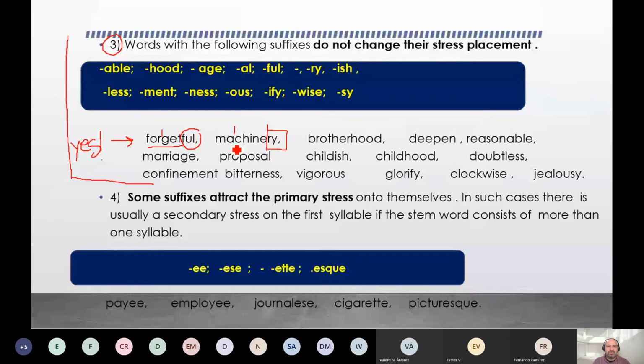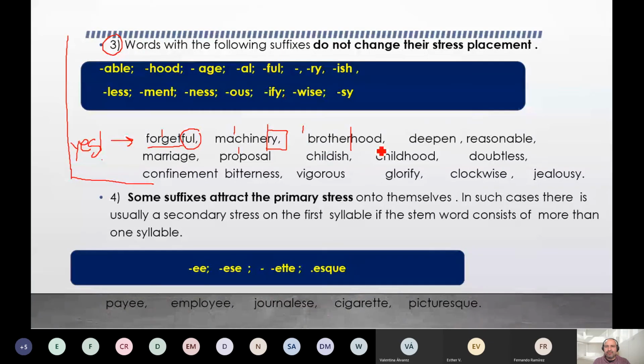So machine, and when we say machinery, it's still the same second syllable, and we can keep going on and on and on, right? We have brother, and if we add brotherhood, it's still the same syllable, the one that carries the stress, right?